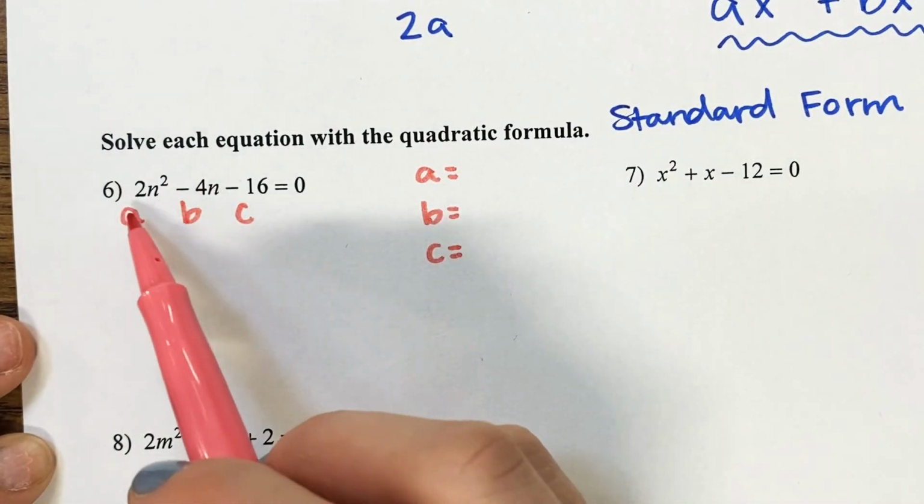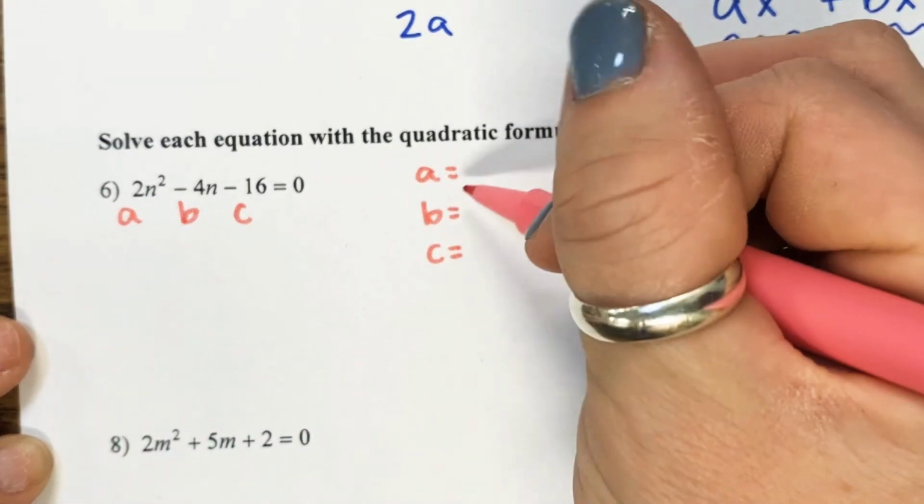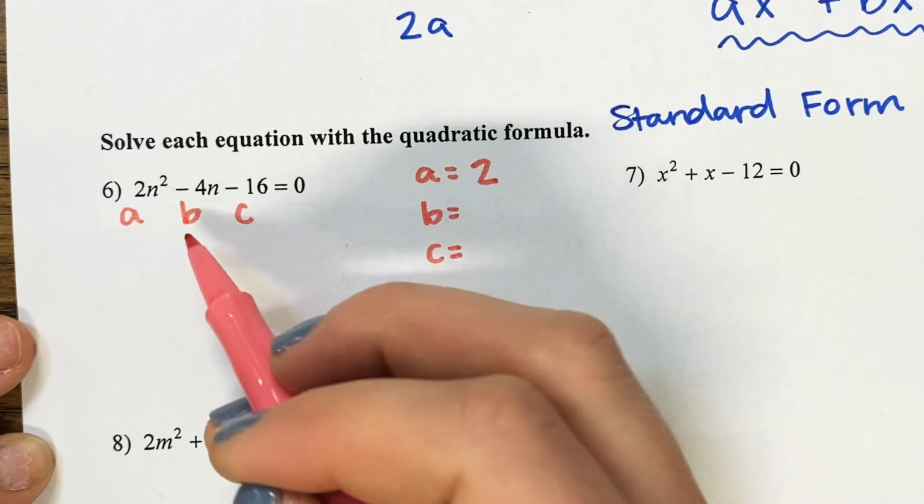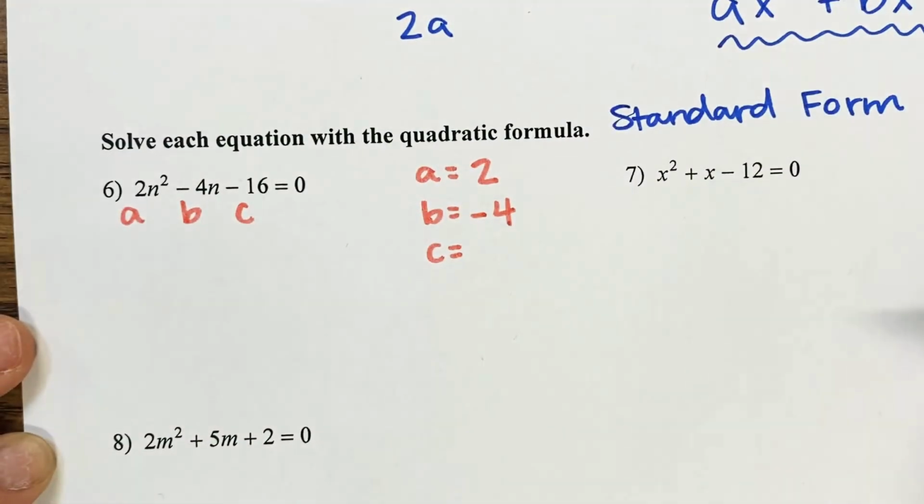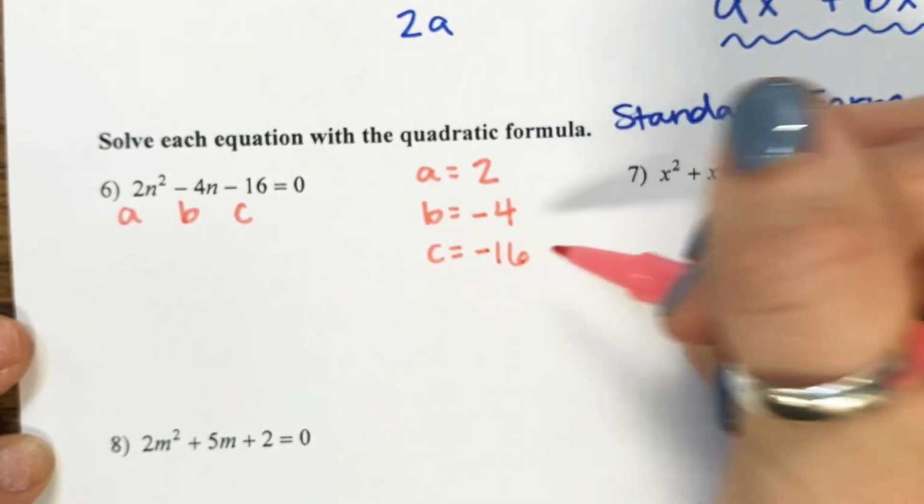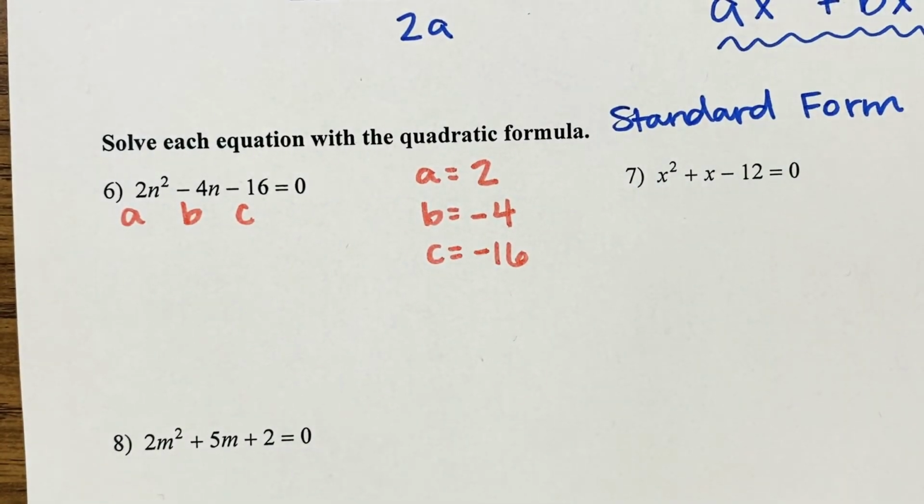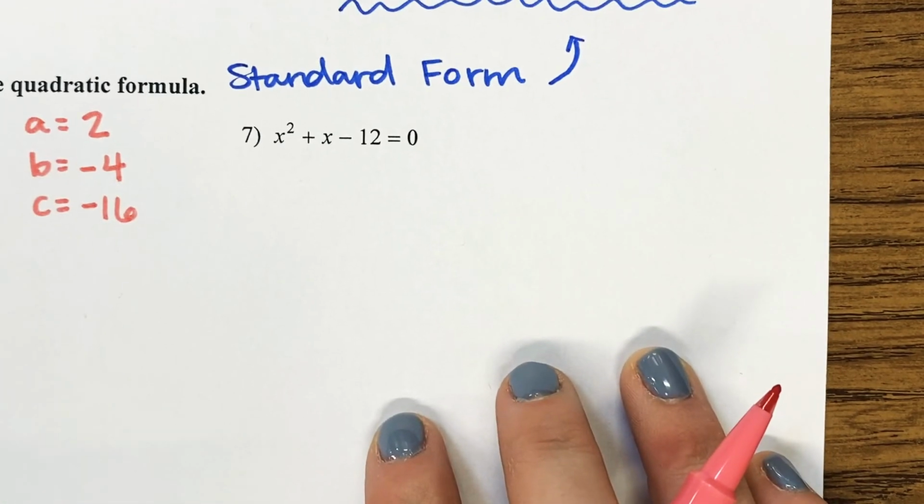Okay, so what is my a equal to? What's right in front of the n squared? 2. Okay, what's my b equal to? -4. And what is my c equal to? -16. Okay, I just want you to do that for now. Okay, so let's look at 7.